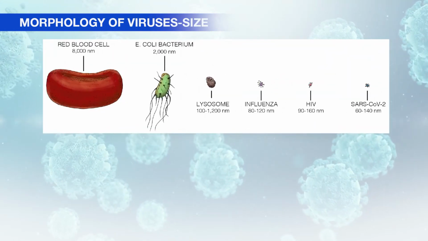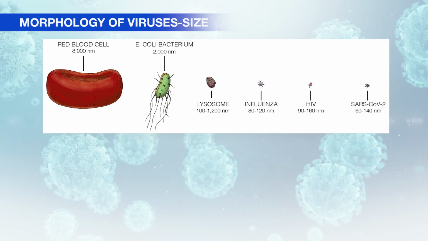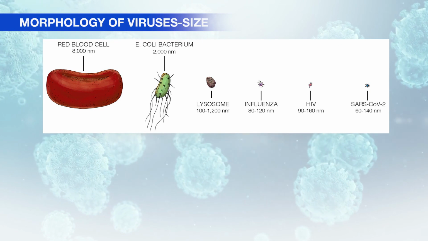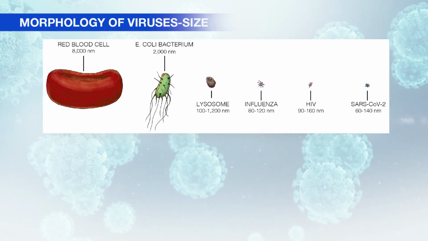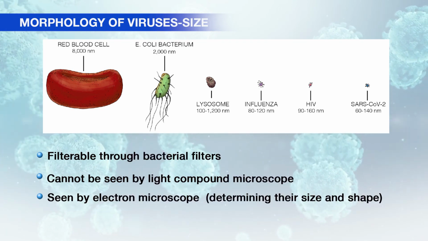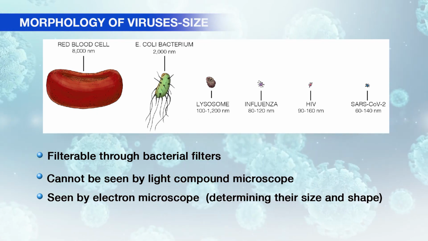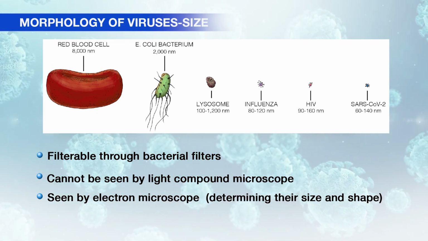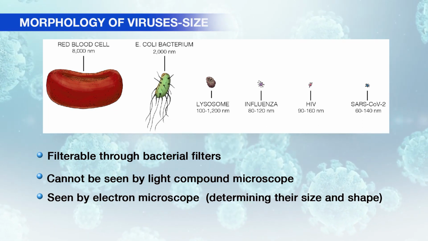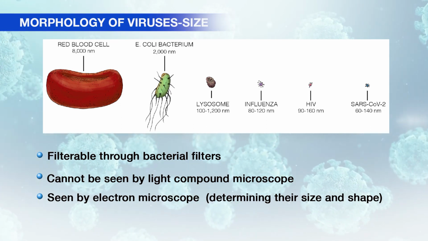Now, when we differentiate the viruses based on size, as you can see in the diagram, compared to the red blood cell, which is about 8 micrometers in size, you see the size of the current SARS-CoV-2. As these viruses are filterable through bacterial filters, they were first designated as smaller than bacteria, and these cannot normally be visualized in a light compound microscope, but are better visualized by an electron microscope, which helps in determining their size and shape.